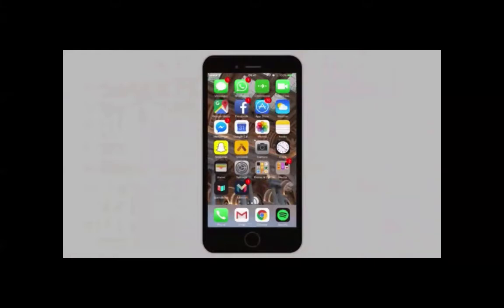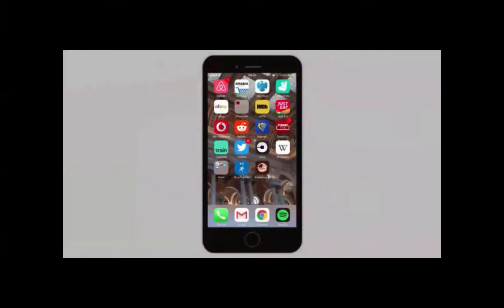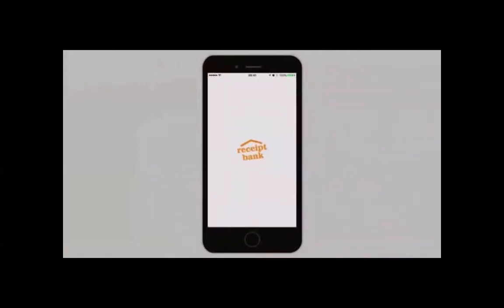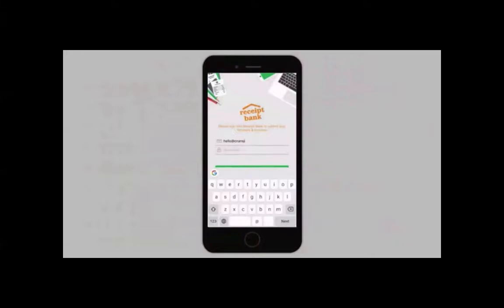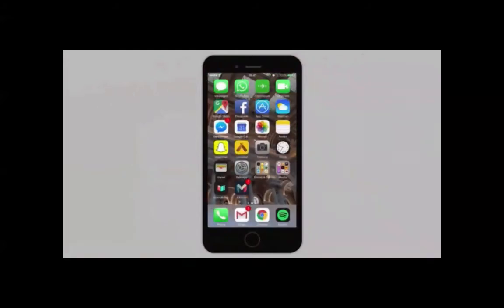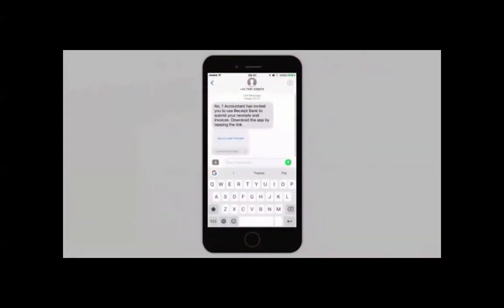Basically, you download the app, and at that point you log in. And again, like I said, the claim to fame here is that Receipt Bank pulls all the information from the receipt. If it's a credit card receipt, it's going to pull out the last 4 digits of the credit card and match that up. If it's a bill, it's going to pull out the information, the terms, and whatnot. So it's great.